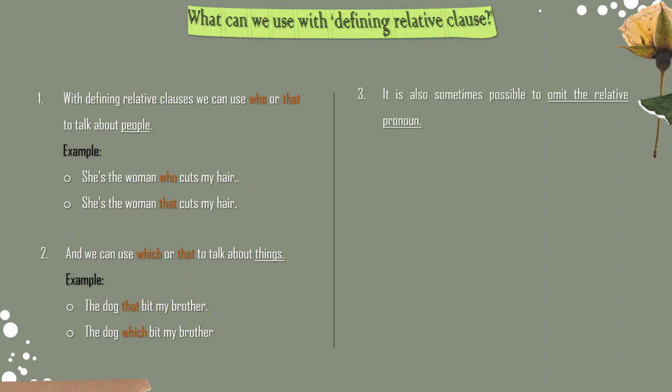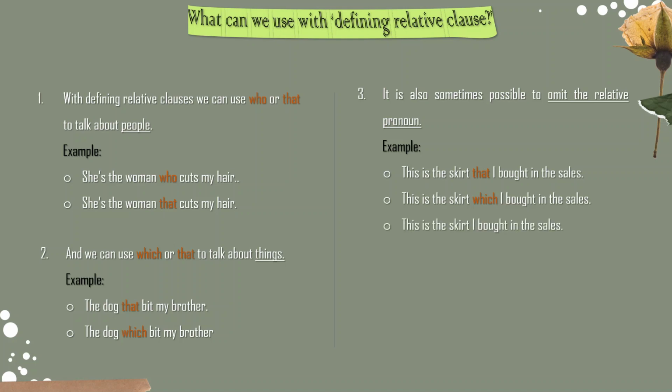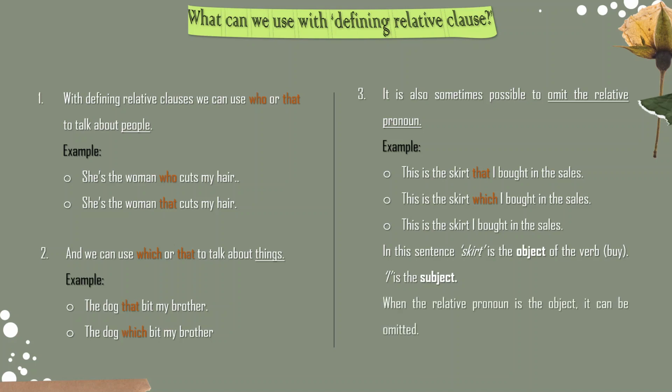Next, it is also sometimes possible to omit the relative pronoun. For example, this is the skirt that I bought in the sales. Next example, this is the skirt which I bought in the sales. So next, this is the skirt I bought in the sales. In the sentence, skirt is the object of the verb, and I is the subject. When the relative pronoun is the object, it can be omitted.